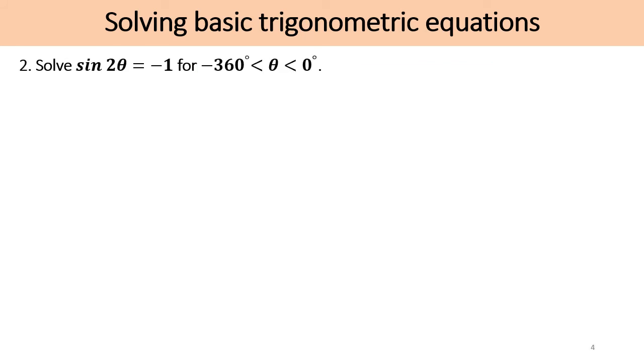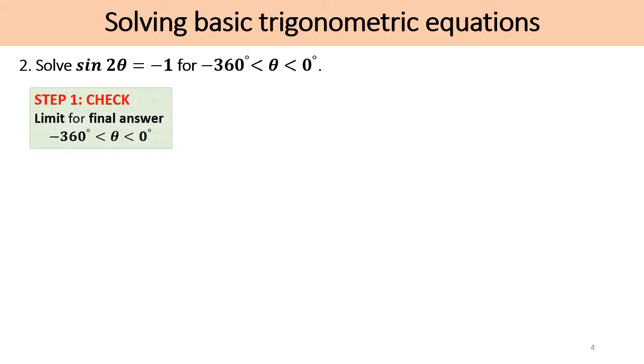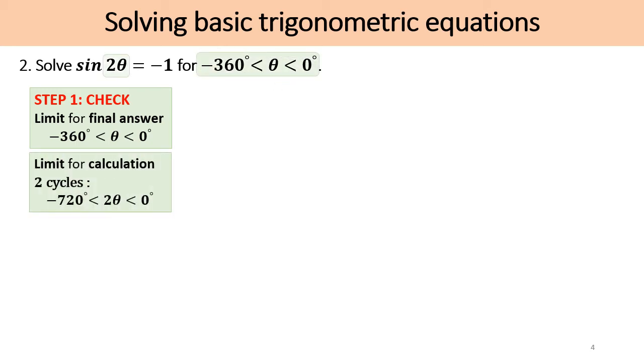As for the second question, we need to solve sin 2θ = -1 for θ between -360 degrees and 0 degrees. So the first step is to check our final answer. The final answer should be between -360 degrees and 0 degrees. And for our calculation, we need to see in the question that given sin 2θ, that will involve 2 cycles for our angle, and hence the limit for the calculation will be between -720 degrees and 0 degrees.